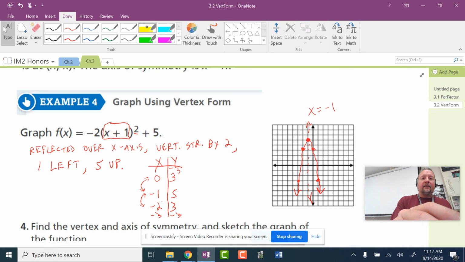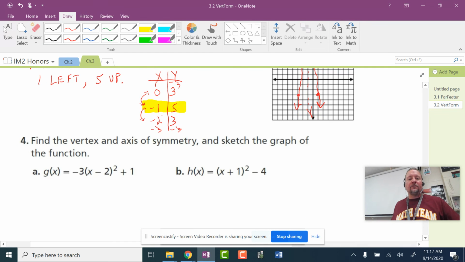Really key on, if you're new with the vertex here, key on plugging in the number that makes the 0 on the inside. That is where the vertex is located. And it gives you a starting point for your chart to make sure you do have a good sketch with a couple points drawn. Very, very smart to do so.